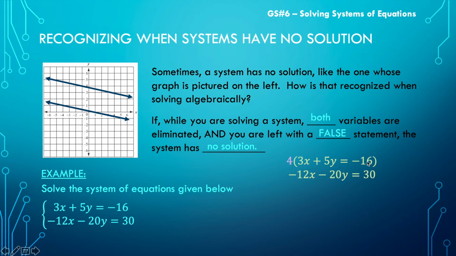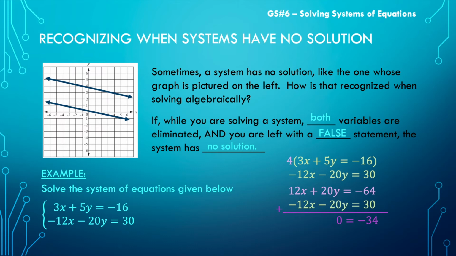We'll multiply this top equation by positive 4. When we do that, we end up with 12x plus 20y is equal to negative 64. And I keep that bottom equation as is. So I've got a positive 12x and a negative 12x, and they are over each other right there. So when I add them together, they will cancel out. But oh my gosh, what else happens? The y's cancel out. When I add them together, both those x's and y's cancel, and I'm left with this statement: 0 is equal to negative 34.